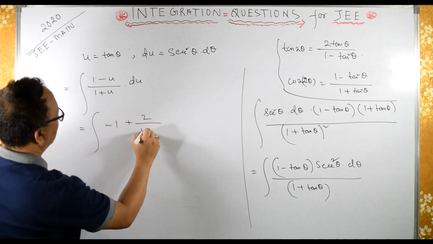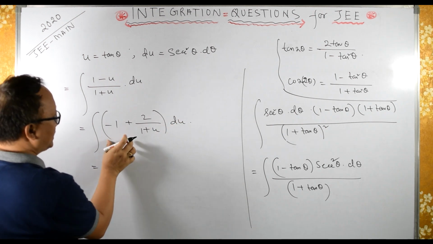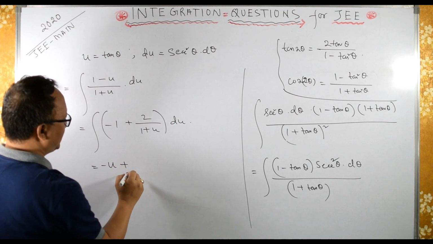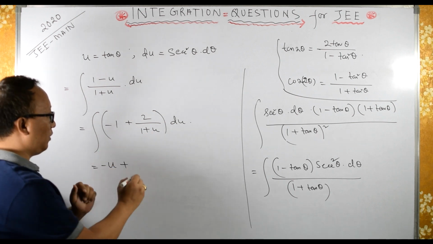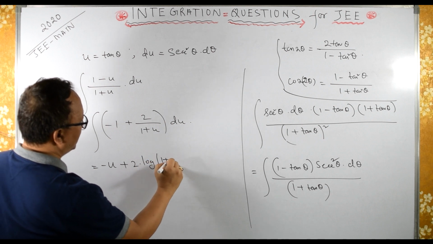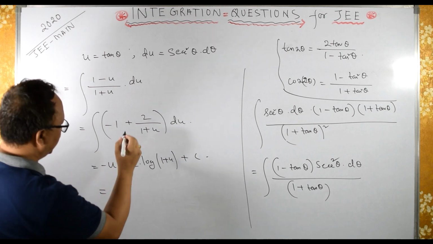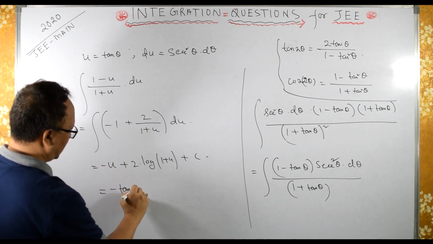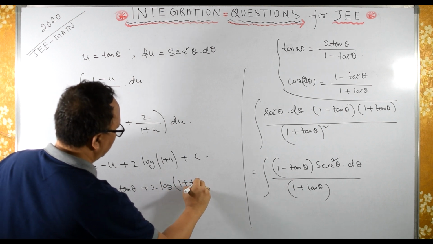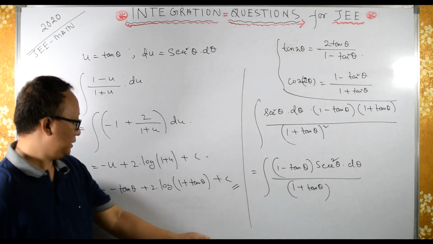Now if you divide this, what we will get is minus 1 plus 2 upon 1 plus u into du. Let's separate the integral. The integral of minus 1 is minus u, plus the integration of this, which is 2 log of 1 plus u, plus some constant. What is u? u is tan theta. So it is minus tan theta plus 2 log of 1 plus tan theta plus c. Okay, this is the required answer.